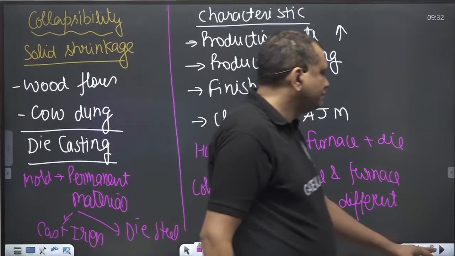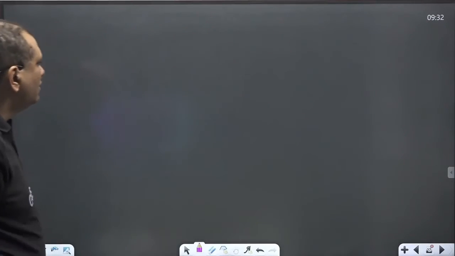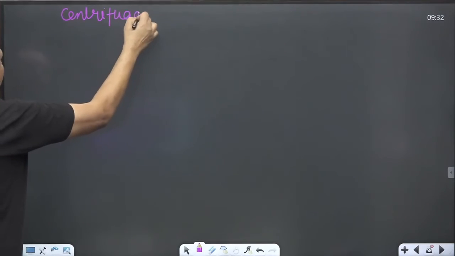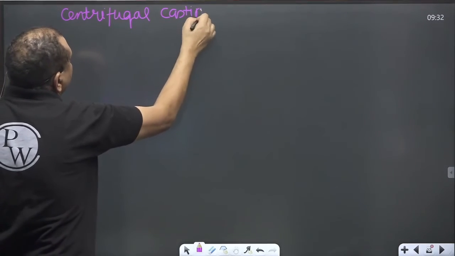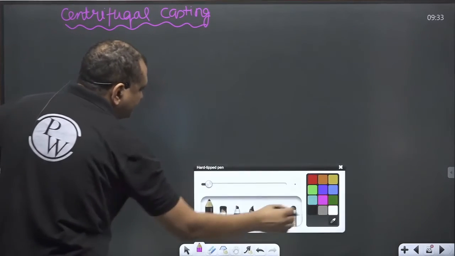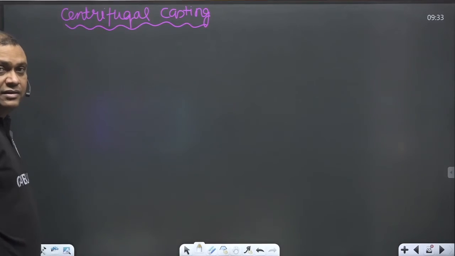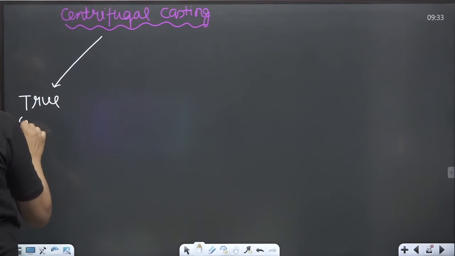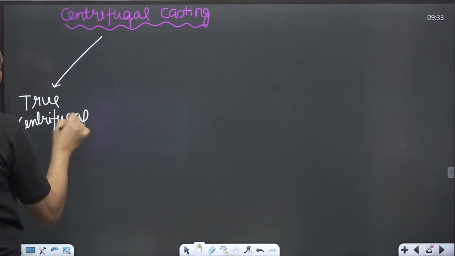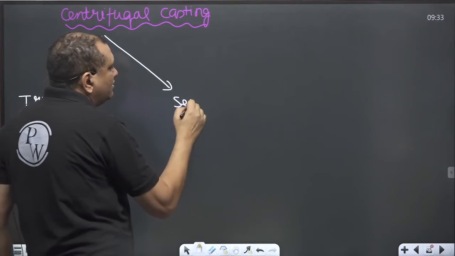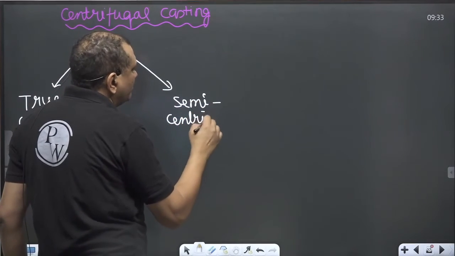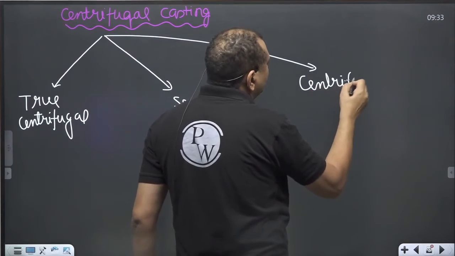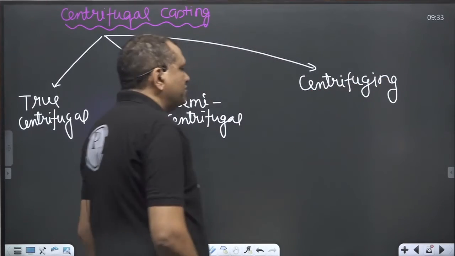And now centrifugal casting. Centrifugal casting is of three types: true centrifugal, semi-centrifugal, and centrifuging.